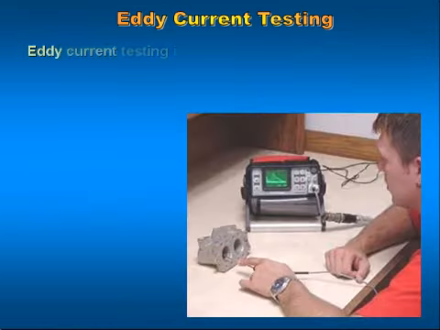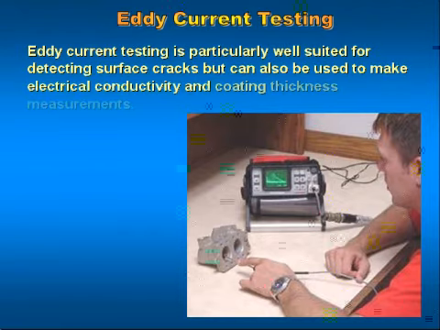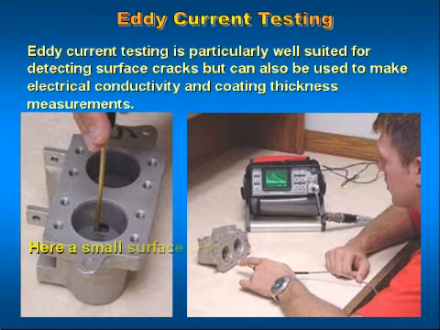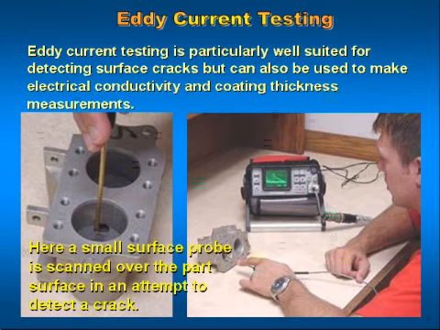Eddy current testing is particularly well suited for detecting surface cracks, but can also be used to make electrical conductivity and coating thickness measurements. Here a small surface probe is scanned over the part in an attempt to detect a crack.